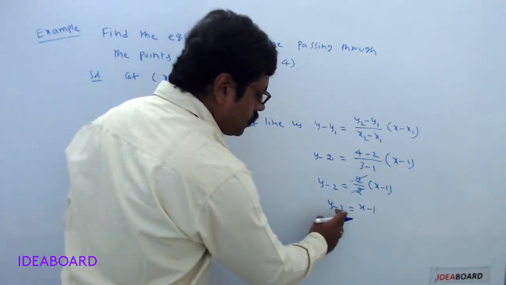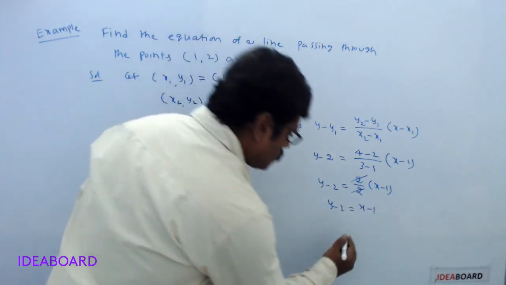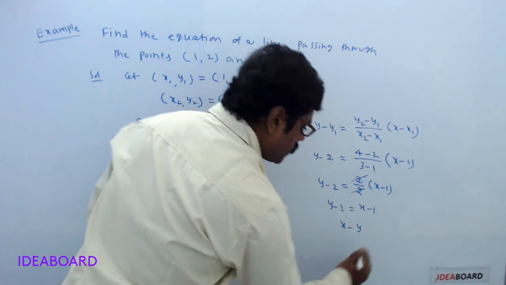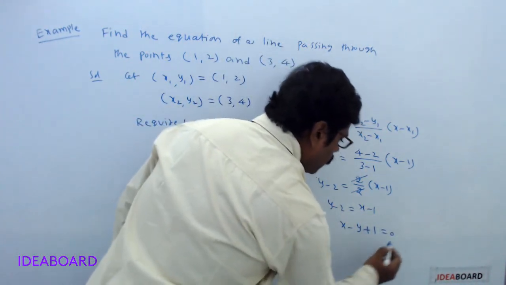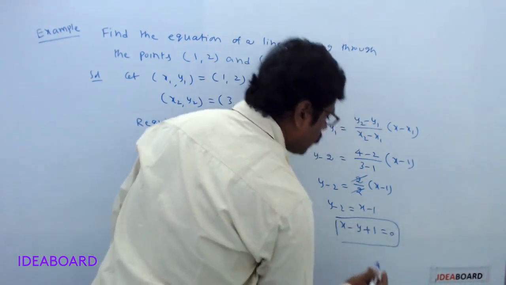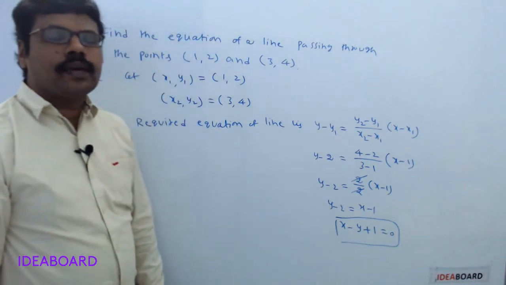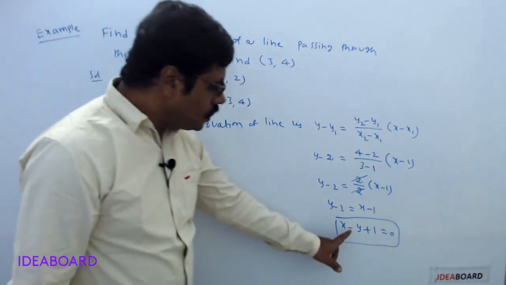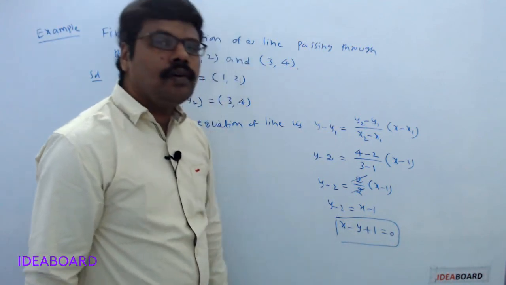Now bring these two terms from LHS to RHS. It is x minus y, plus 2 minus 1, plus 1 equal to 0. So therefore the equation of a straight line passing through these 2 points is x minus y plus 1 equal to 0.